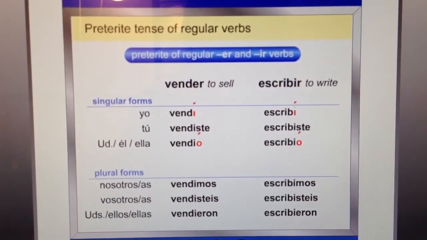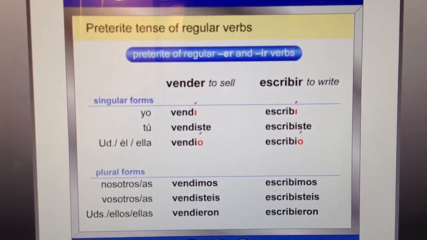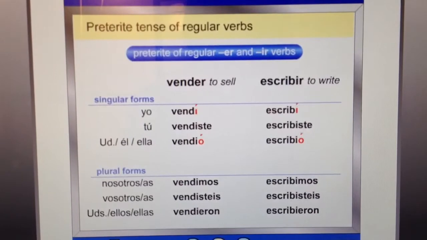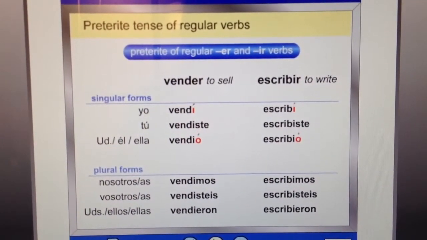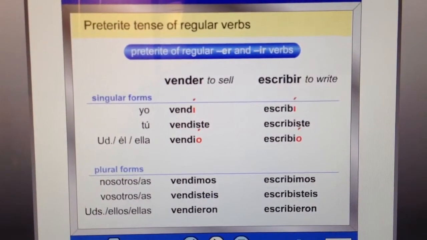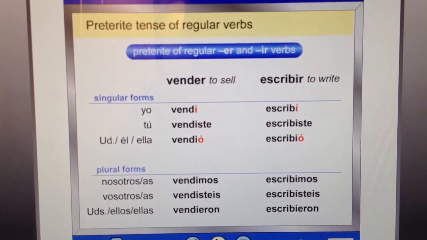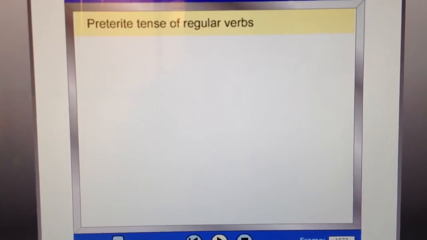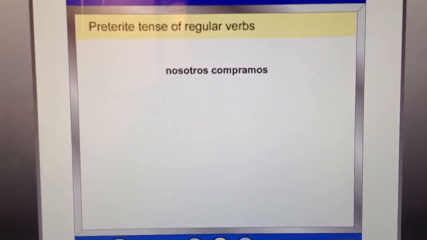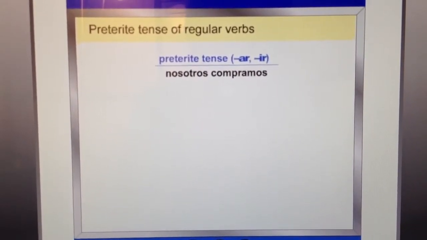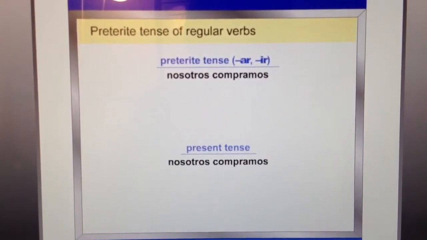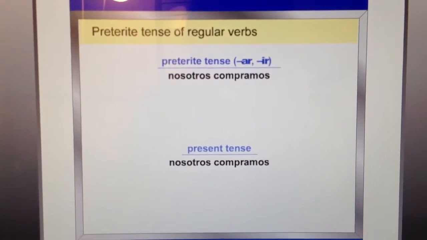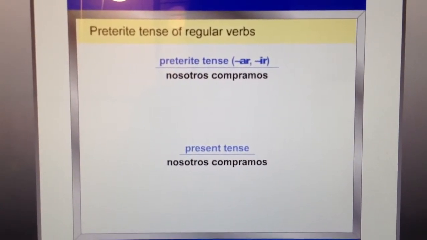Atención! Note that the yo and the usted, él, ella forms of all three conjugations have written accents on the last syllable to show where it is stressed. Also note that the nosotros forms of regular AR and IR verbs in the preterite are identical to the present tense forms. Context helps you determine which tense is being used.